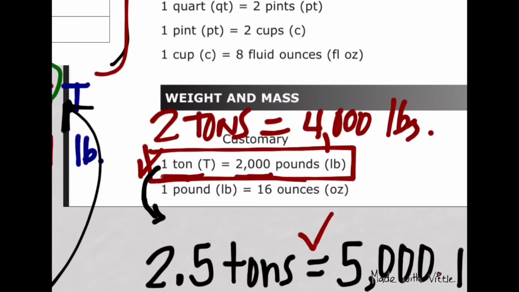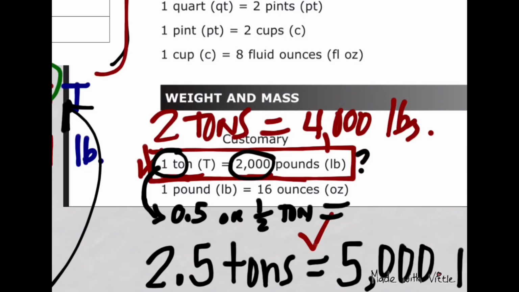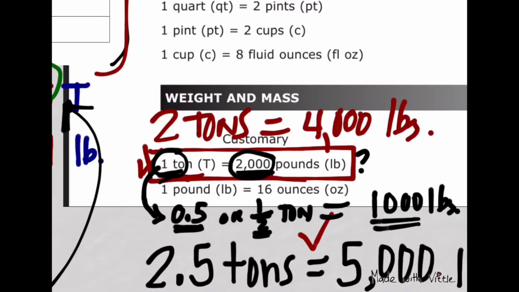Now think of half of a ton, meaning it's not 1 whole ton, but it's just half, 0.5 or 1/2 ton. Will it still be 2,000 pounds? Of course not. It's going to be half of that 2,000 because we don't want the whole ton, we just want half, or in fraction 1/2 ton. Therefore, it's going to be half of 2,000, which is 1,000 pounds. Okay, so half ton is just half of 2,000, which is 1,000 pounds.